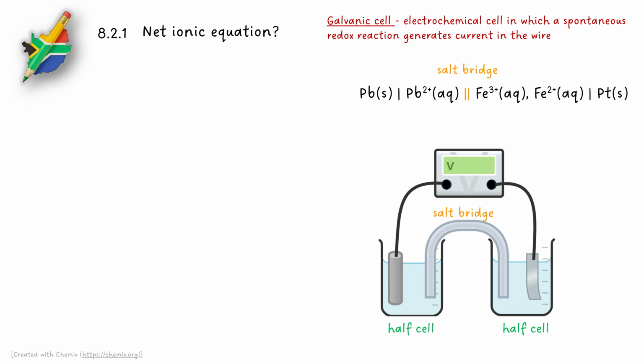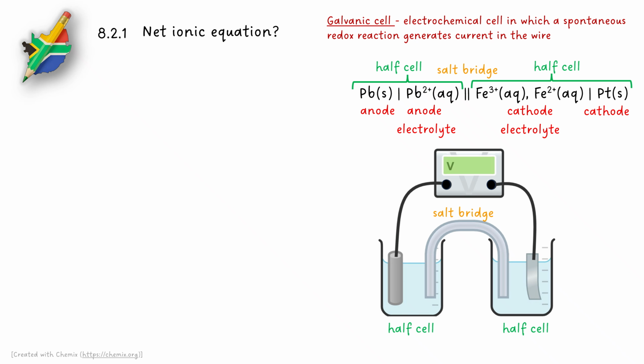In cell notation, the double line represents the salt bridge, and on either side is information about the two half cells. The information written to the left of the double line is the information for the anode and the anode electrolyte. The information to the right is for the cathode electrolyte and the cathode. So on our diagram, we can label the anode as lead. Its electrolyte contains lead 2+ ions. The cathode is platinum, and its electrolyte is a mixture of iron 2+ ions and iron 3+ ions.